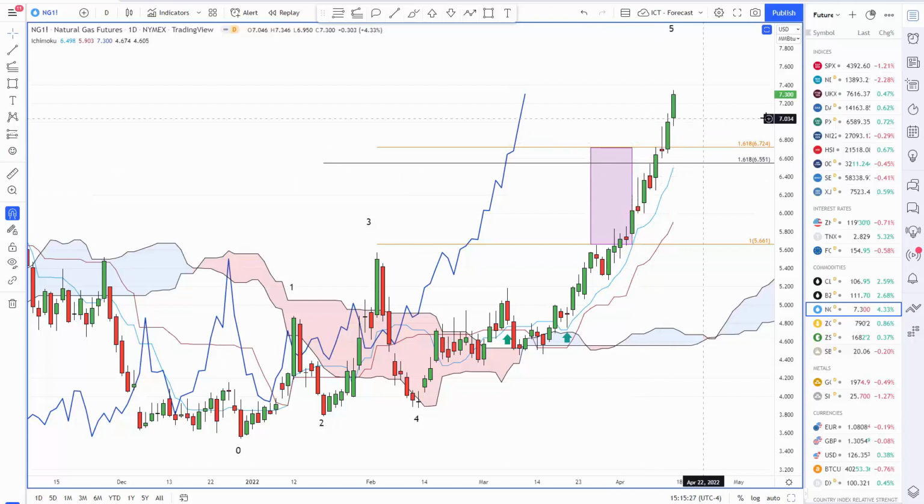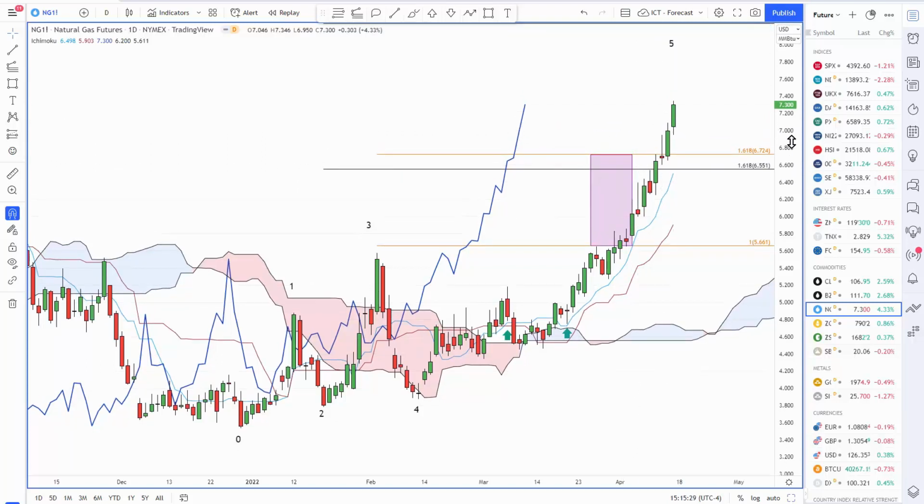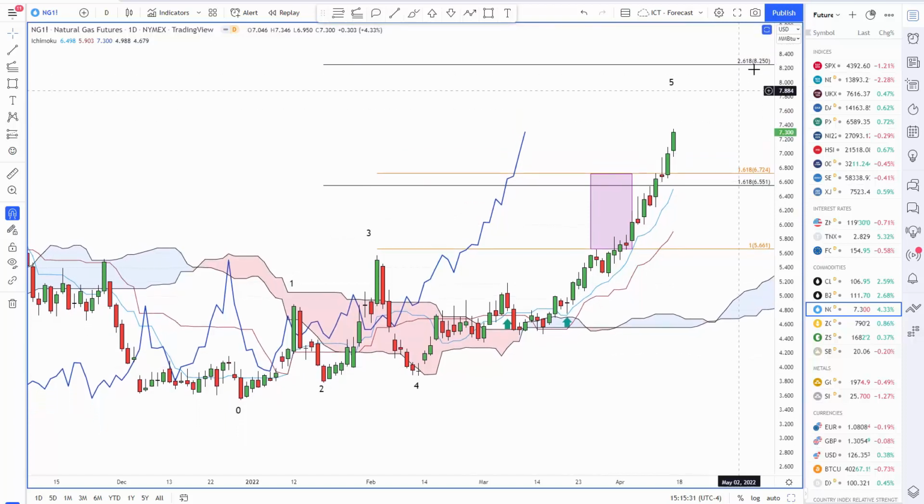Well, so far, as you can see, it actually blew through the zone. So what do we look at next? The extended target. Now, this is a second extended target, meaning this is the original, and there's the extended above it. That's why it's a 2 there, at 8.250.